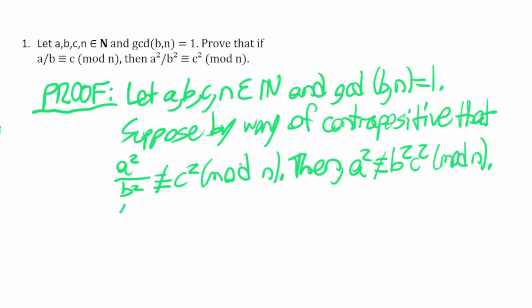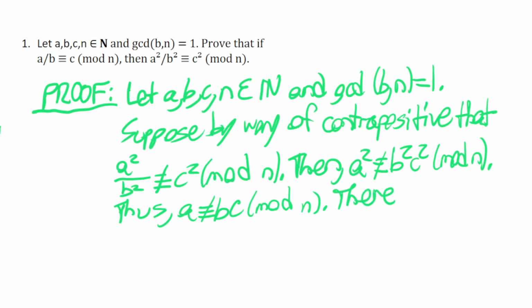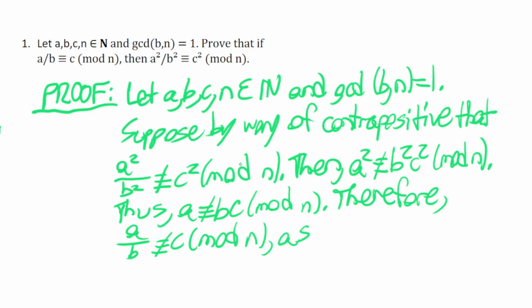And thus, a is not logically equivalent to b c modulus n. So therefore, a over b is not logically equivalent to c modulus n as desired.